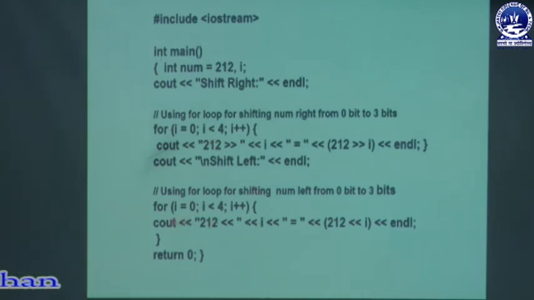Similarly, in this loop I have used i = 0, i less than 4 and here also I have used the left shift operator and you can see the output, how the left shift operator is working in case of 0 bit shifting, 1 bit shifting, 2 bit shifting, 3 bit shifting in this way.